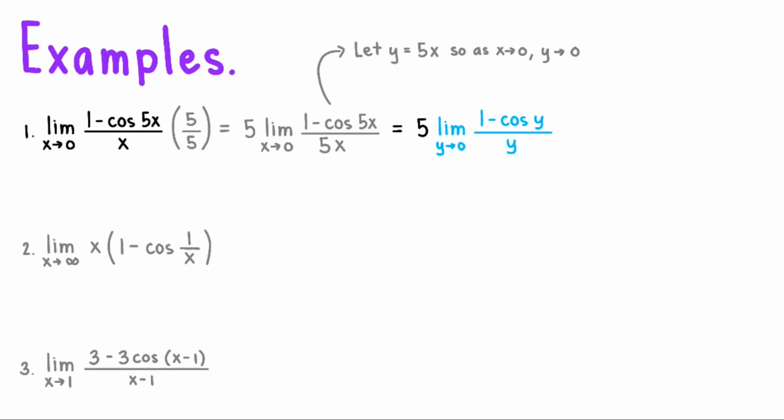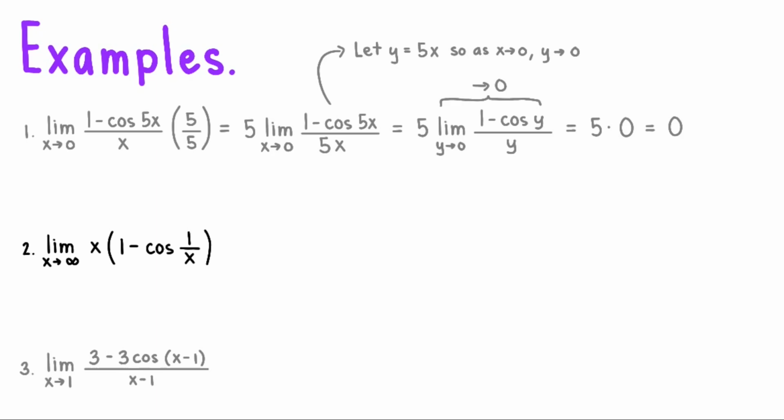And we know that by special trig limit, this out here approaches 0. So we have 5 times 0 out here, or simply just 0. This out here is the final answer for this first example. I hope you got that one correctly, and let's now move on to the second example.